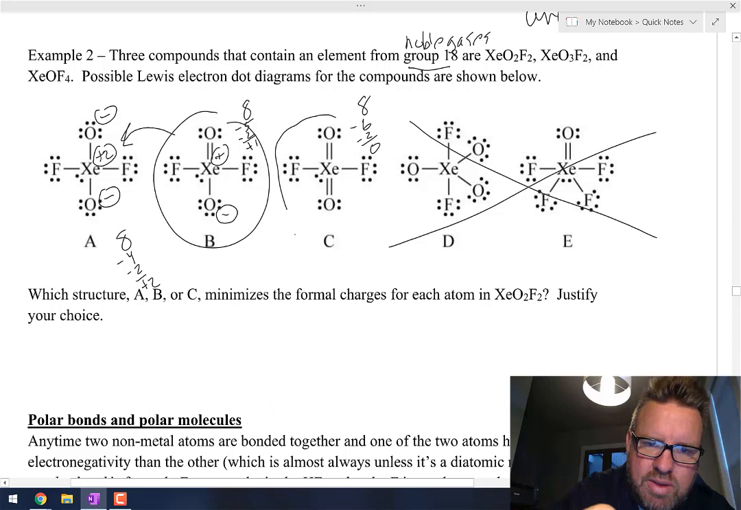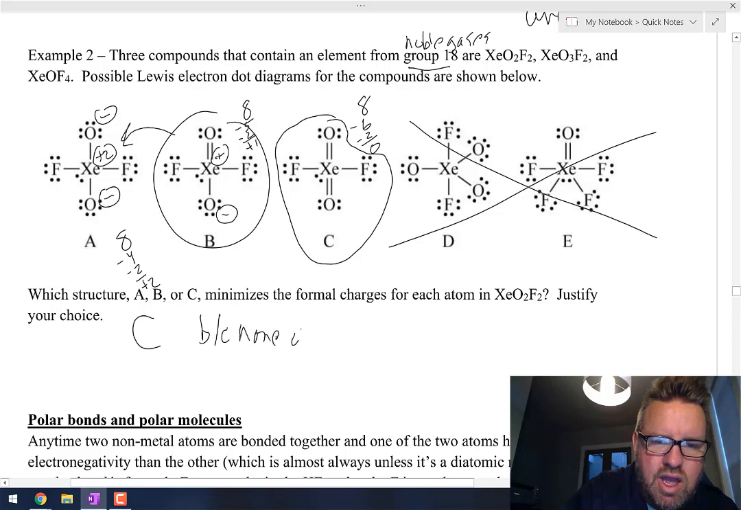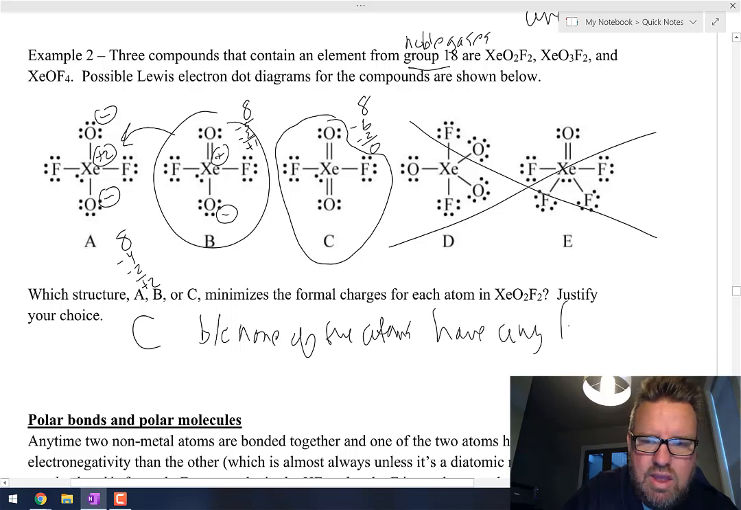So what is the best representation? Absolutely structure C. So which structure? Structure C, and justify your choice because, again, none of the atoms have any formal charges.